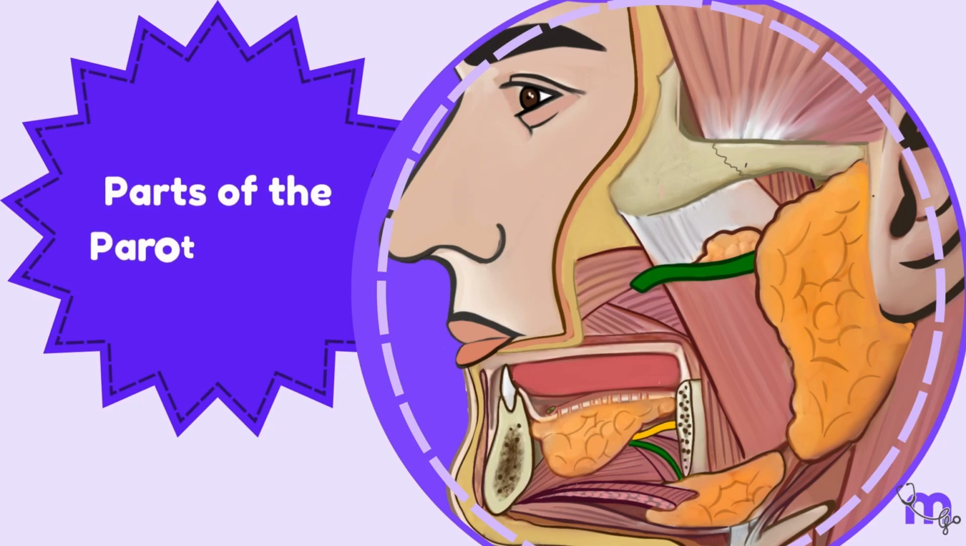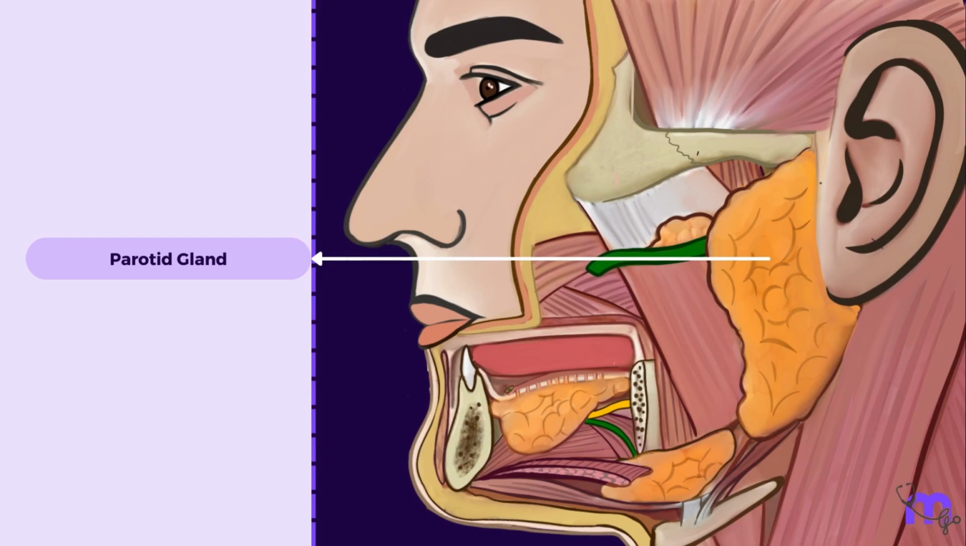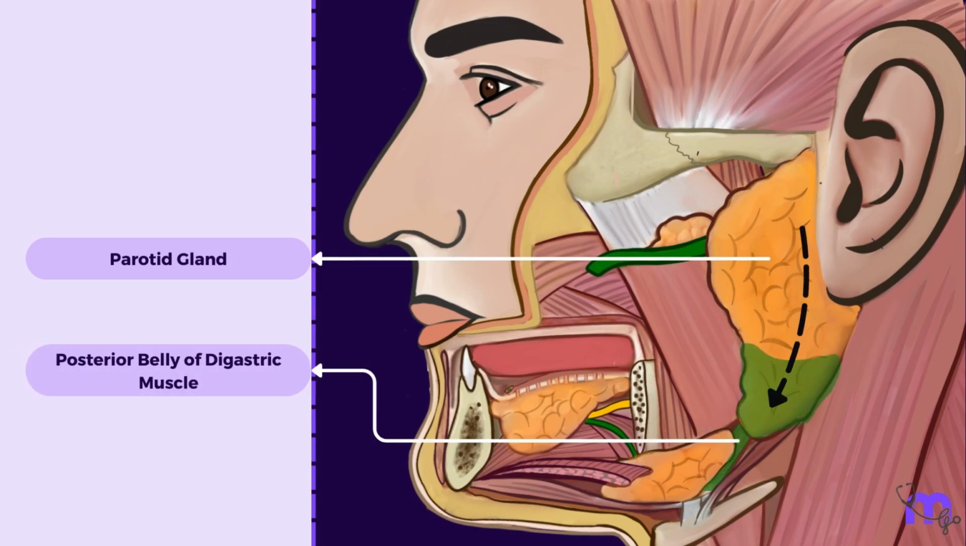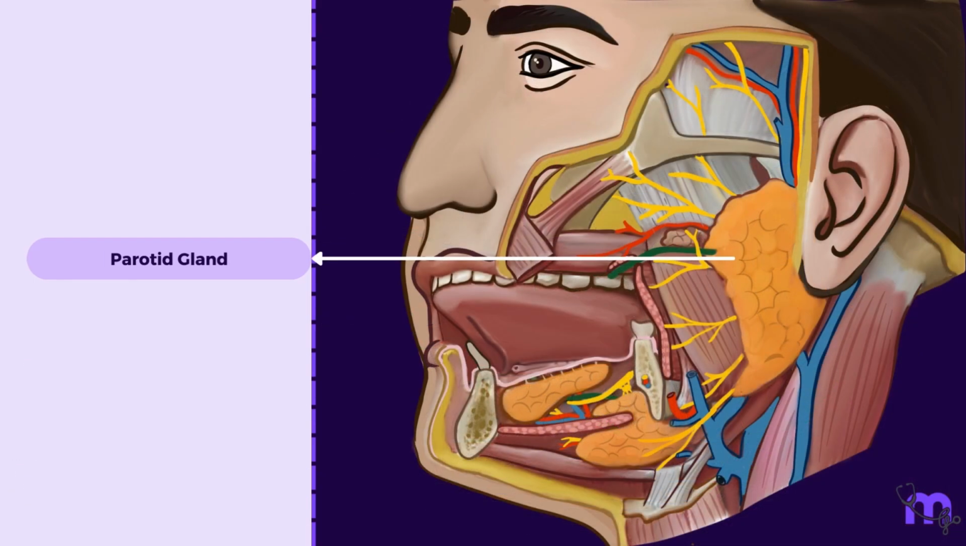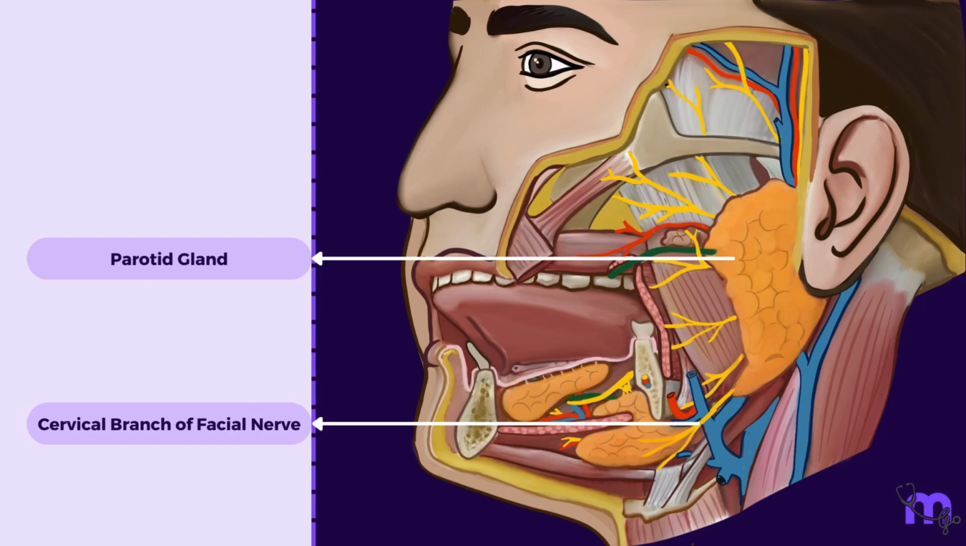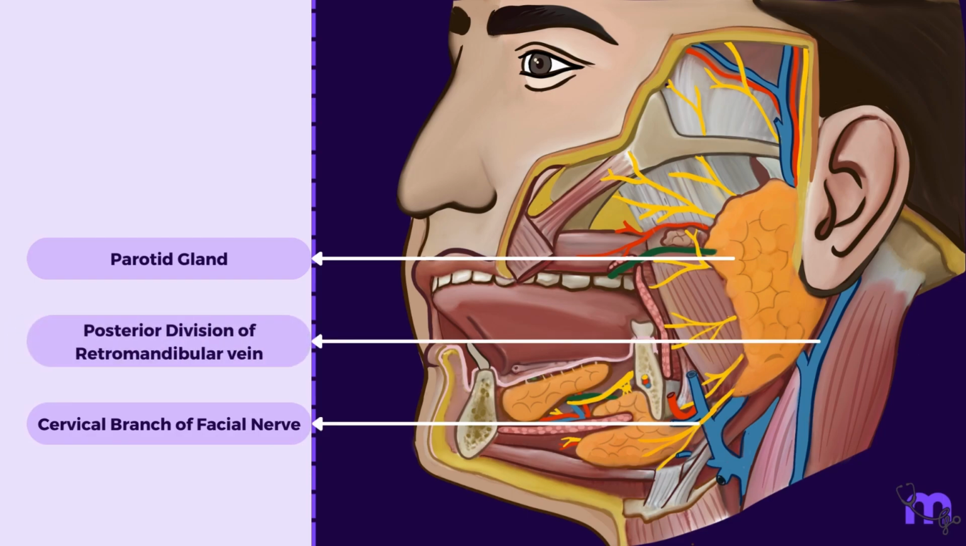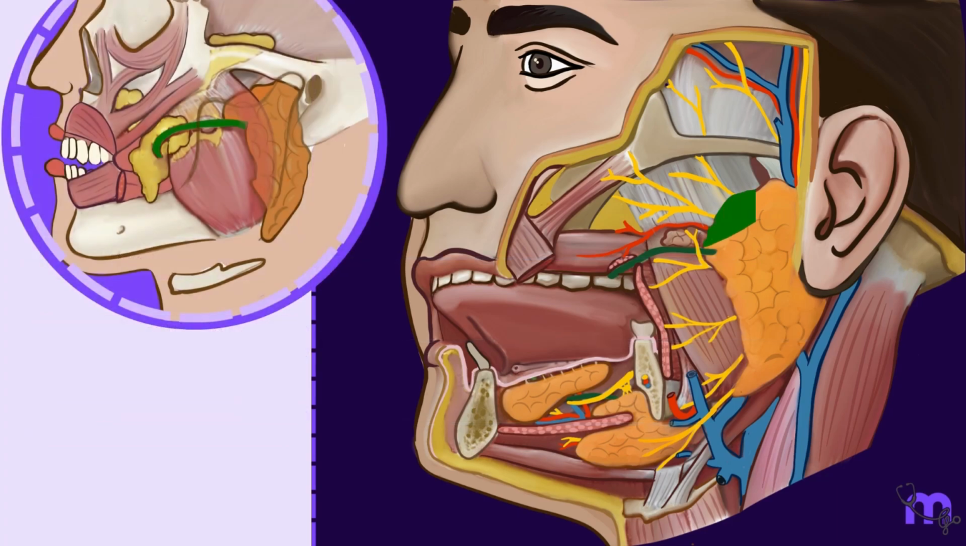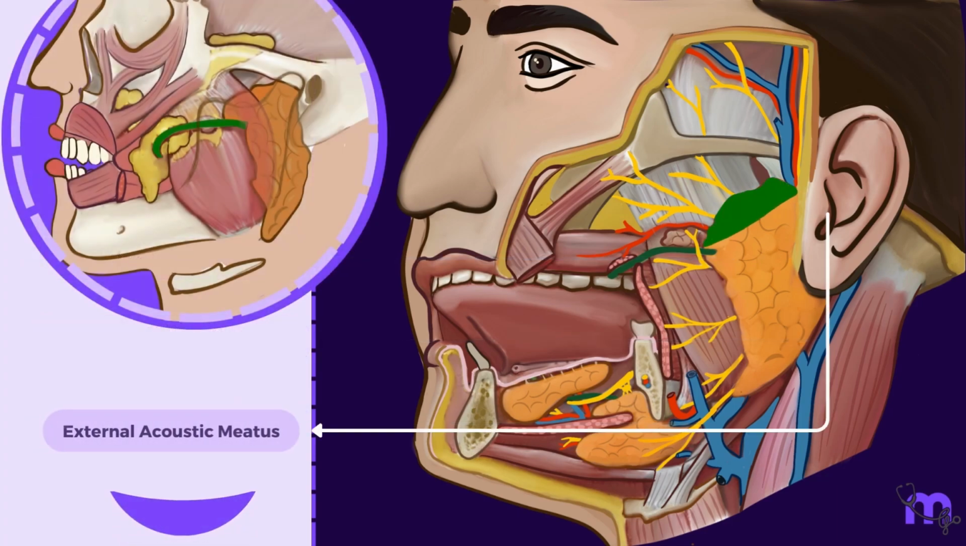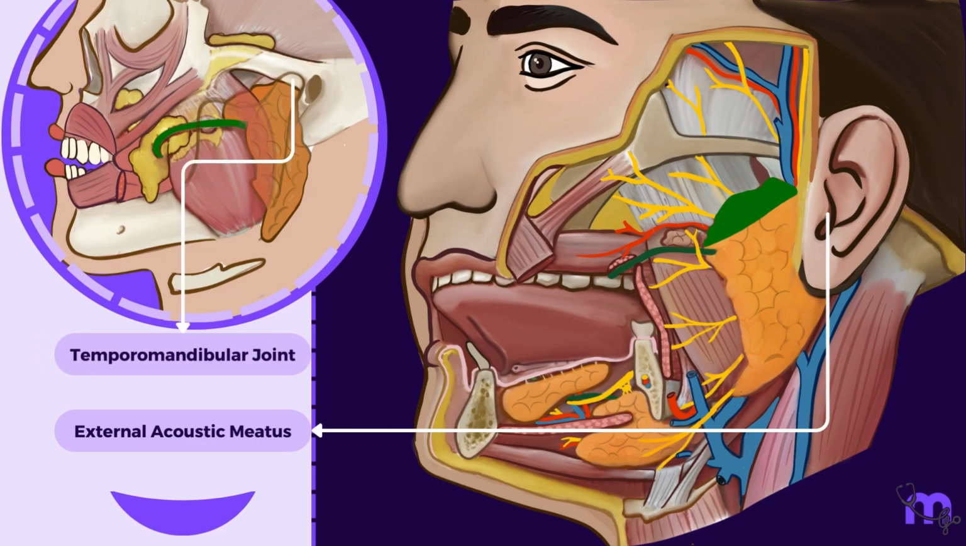Let's discuss the parts of the gland. Starting from the top, the apex projects downward and overlaps the posterior belly of the digastric muscle and the adjoining part of the carotid triangle. Through this surface, the cervical branch of the facial nerve and posterior divisions of the retromandibular vein emerge. The base is concave and related to the external acoustic meatus and the posterior aspect of the temporomandibular joint.